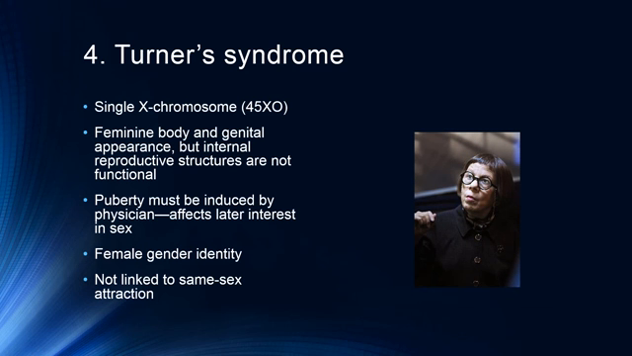A famous example of an individual with Turner syndrome is this woman whose name I can't remember, who was on NCIS Los Angeles, a brilliant actress. But you get a sense of the kind of physical characteristics associated with someone who was born with Turner syndrome.